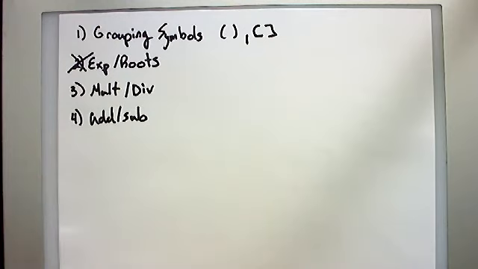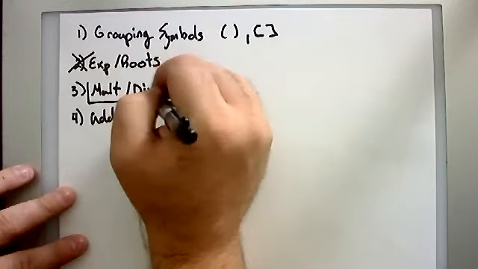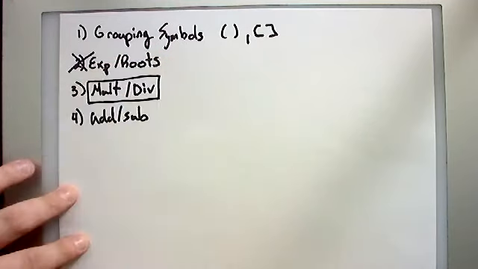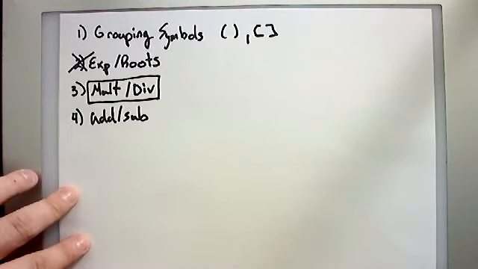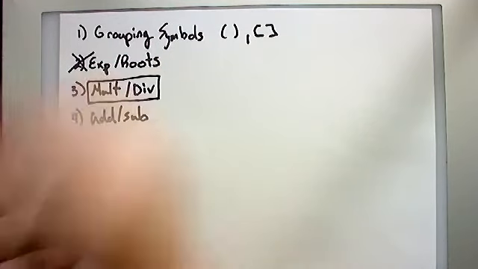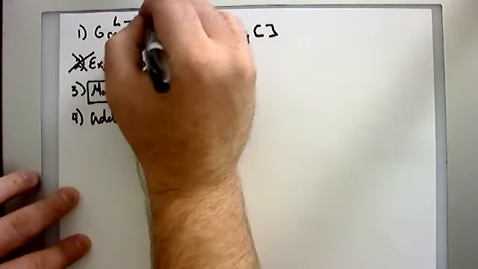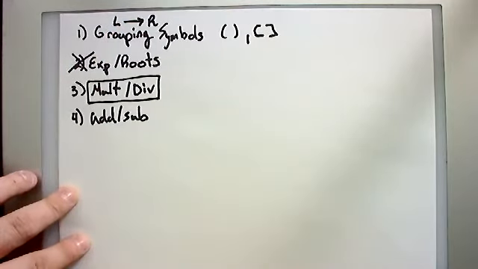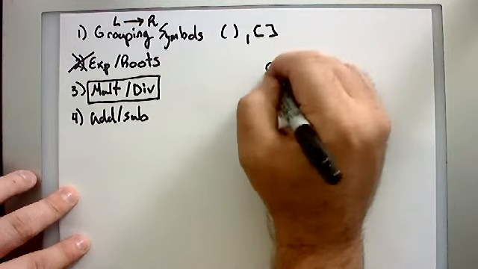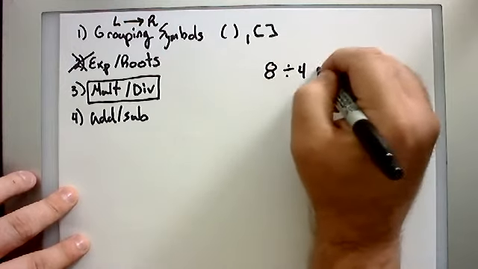PEMDAS, please excuse my dear Aunt Sally. The M comes before the D, and unless your math teacher in the past clarified that point for you, you could think that multiplication comes prior to division. It does not. Multiplication and division are on the same step, so multiplication and division occur at the same time, meaning whichever one you get to, going left to right. So, quick small example. Let's say I said 8 divided by 4 times 2.